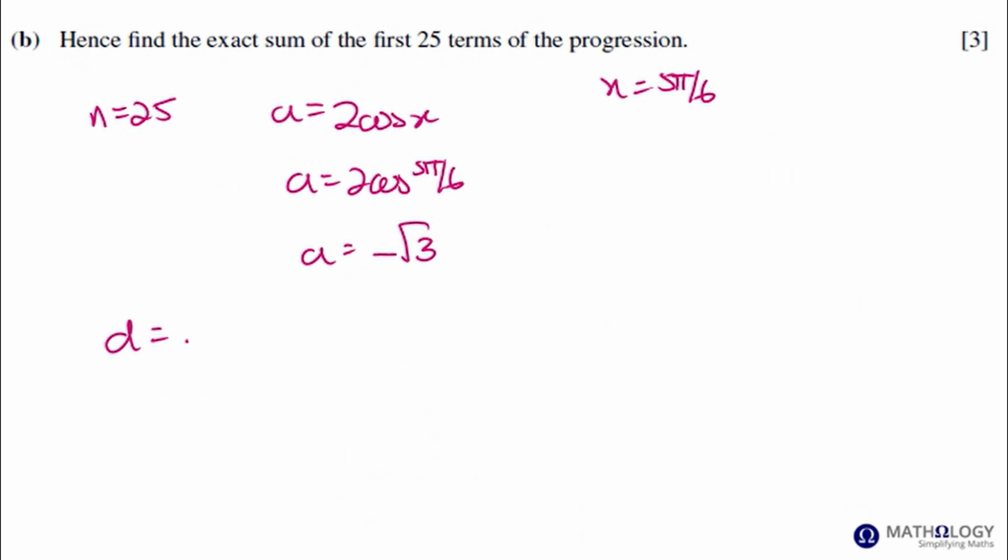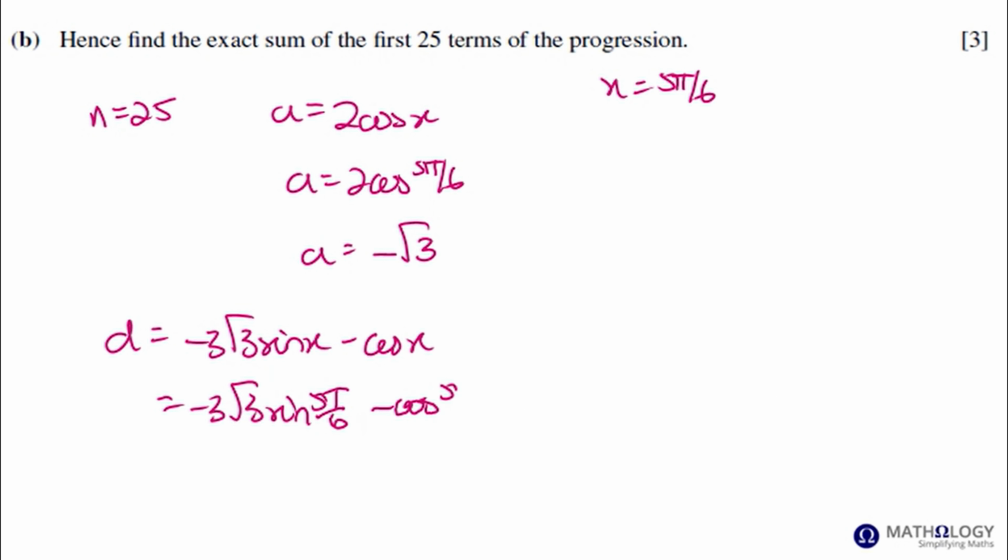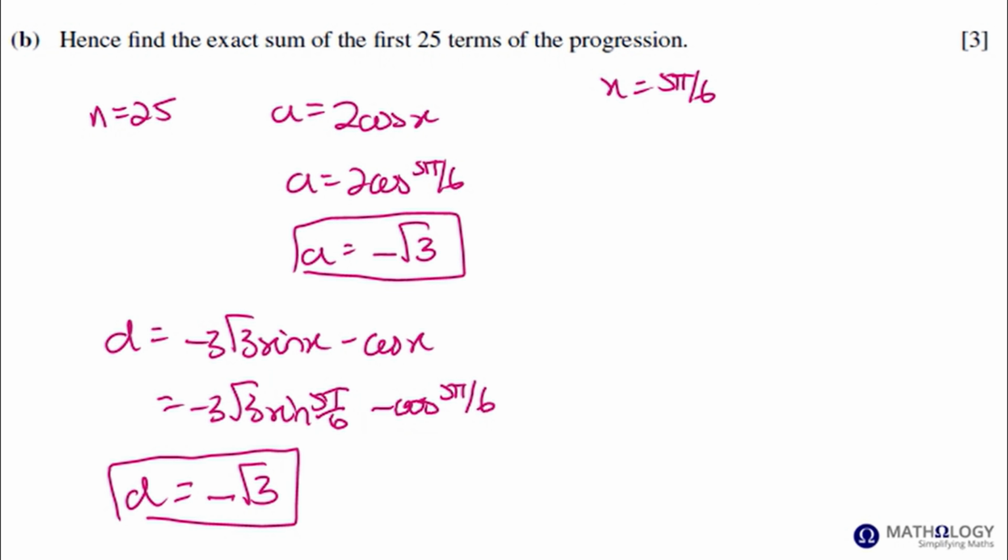D is minus 3 root 3 sine x minus cos x. X is 5 pi by 6, so d is minus 3 root 3 sine 5 pi by 6 minus cos 5 pi by 6. D is minus root 3. So d is minus root 3, a is minus root 3, and n equals 25.